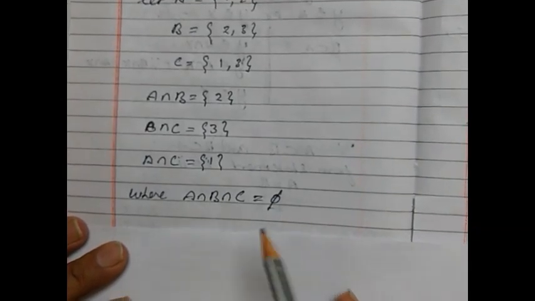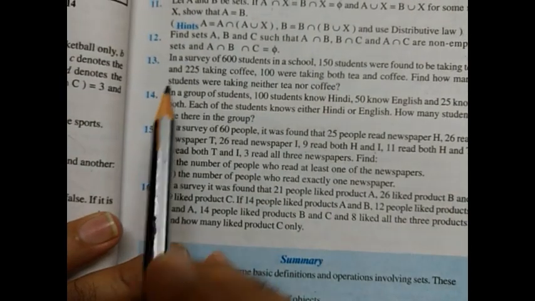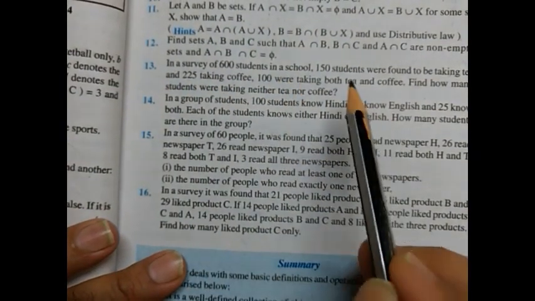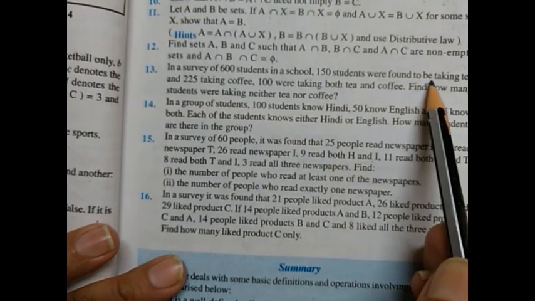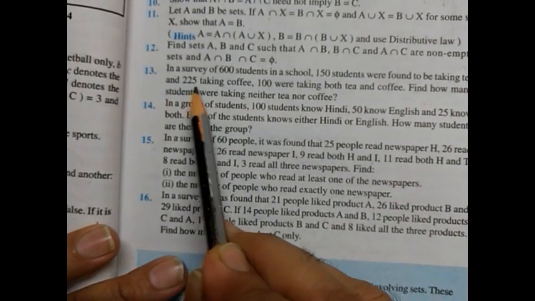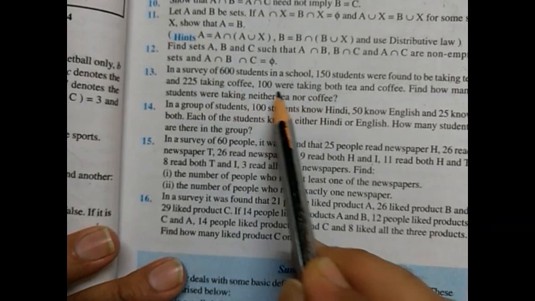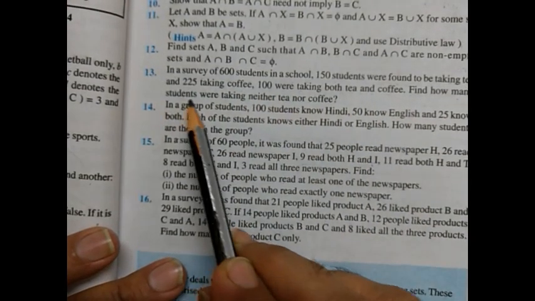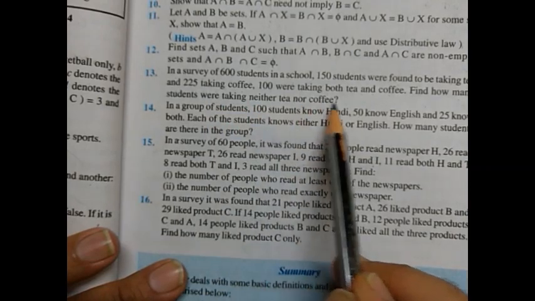Okay. Now we move to another question, that is question number 13. So what does question number 13 say? Here it says that in a survey of 600 students in a school, 150 students were found to be taking tea and 225 students taking coffee. 100 were taking both tea and coffee. Find how many students were taking neither tea nor coffee.